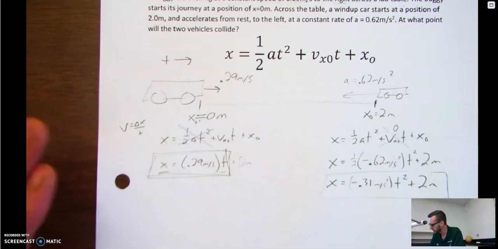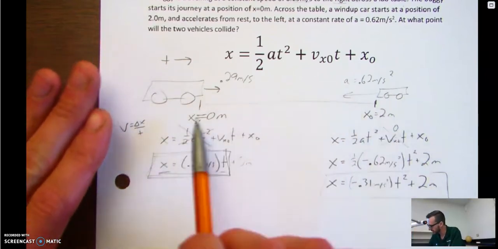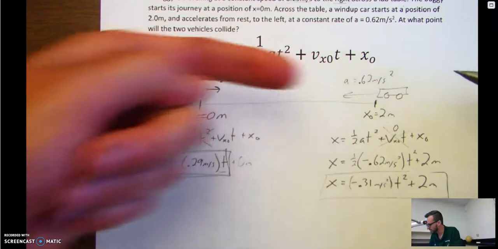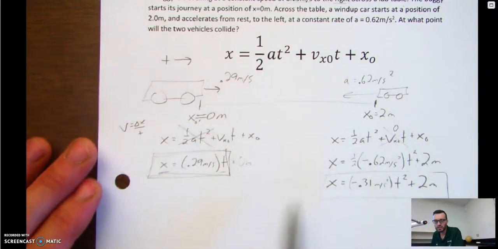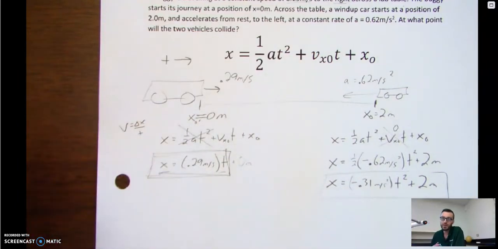And since we've used the same coordinate system, meaning the 0 to the 2 meters and positive to the right, both of these equations have an unknown x, and they both have an unknown t. And here's where we're going to leverage this idea of the system of equations in order to solve for when or where these cars are going to meet up.